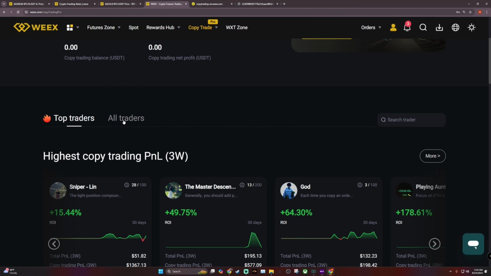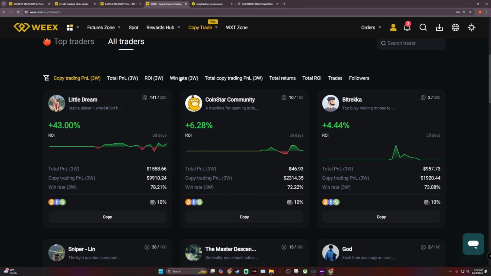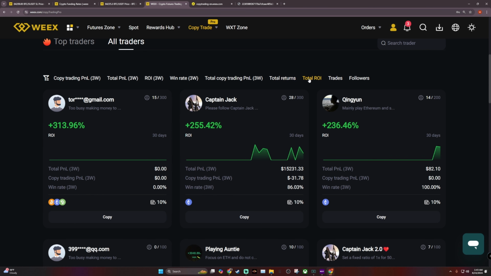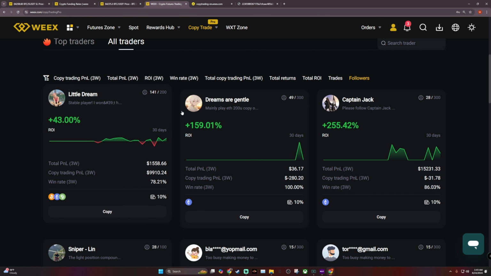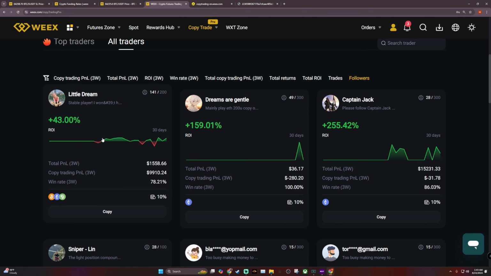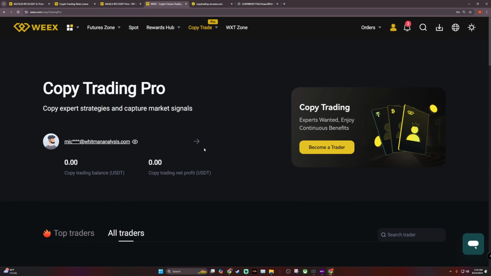You guys can see the top traders, all traders. You can go through all the lists. You can separate them saying, hey, who has the best win rate? Who has the best total returns? Who has the best return on investment? All of these different things, which I think are pretty nice. Who also has the most followers, which just means, hey, if a lot of people like to follow this guy, that means you might want to follow him as well. Again, do your research before you just hop in and follow anybody on the copy trading, okay?